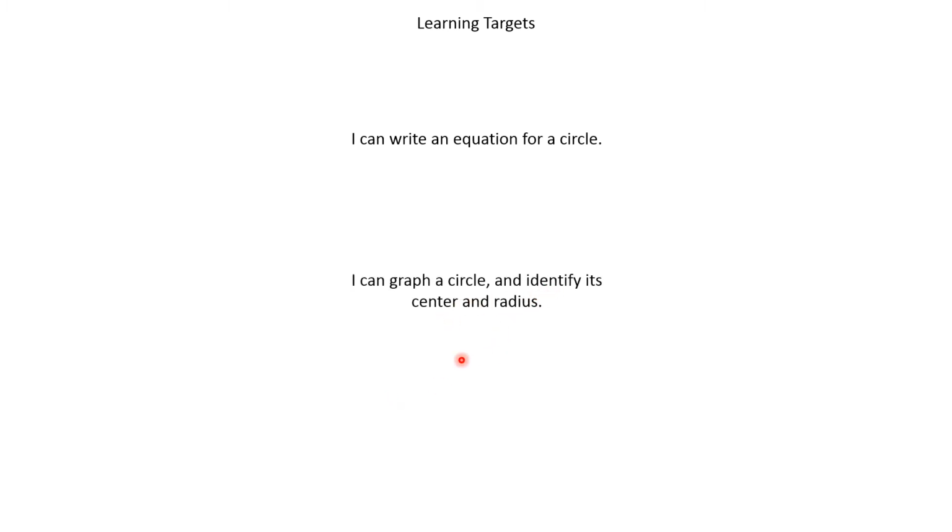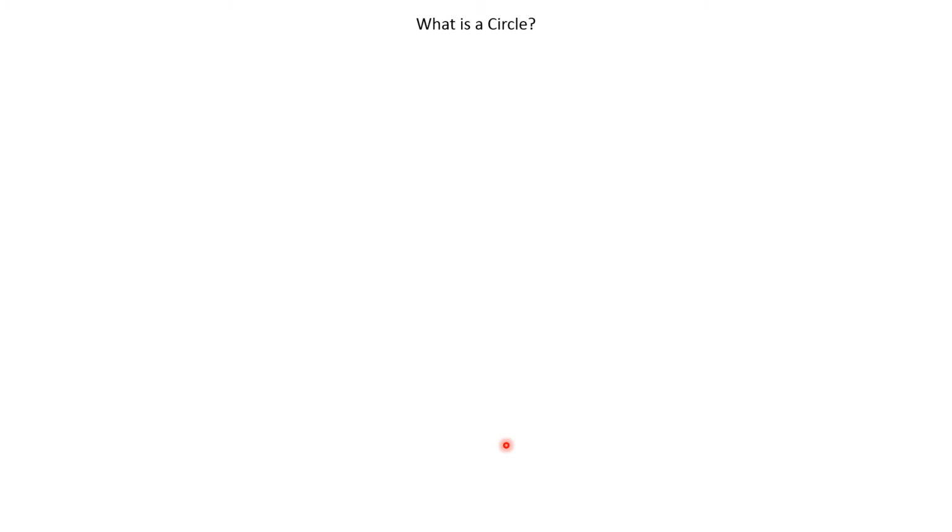Our learning targets for today: I can write an equation for a circle, and then I can graph a circle and identify its center and radius. Again, circles, you've dealt with circles before. In fact, you know what a circle is. So what is a circle kind of seems strange. But we're going to start out with the definition of a circle. And you might think, you know the definition of a circle, it's a round thing. Well, yes and no. It has a better definition.